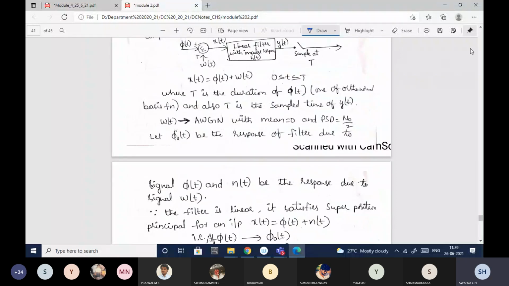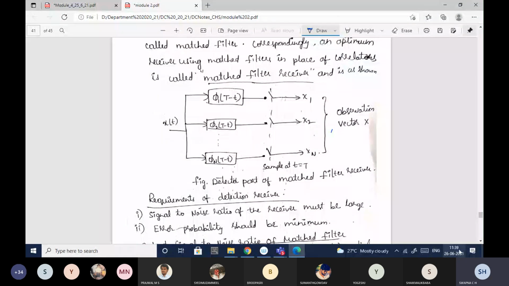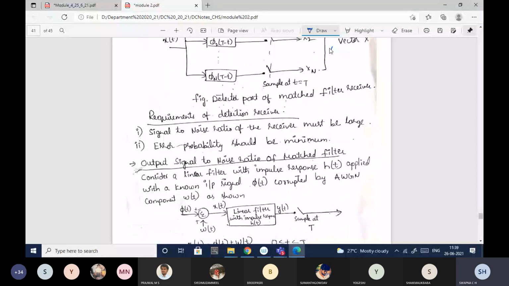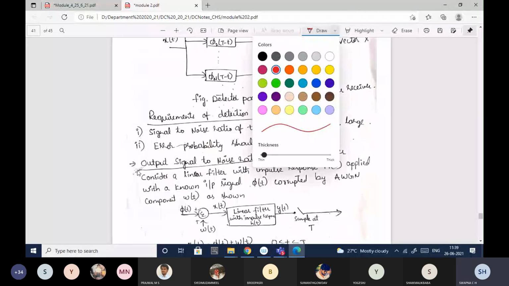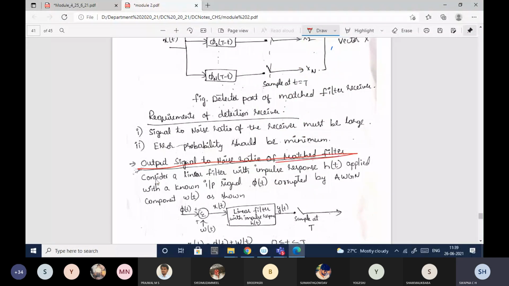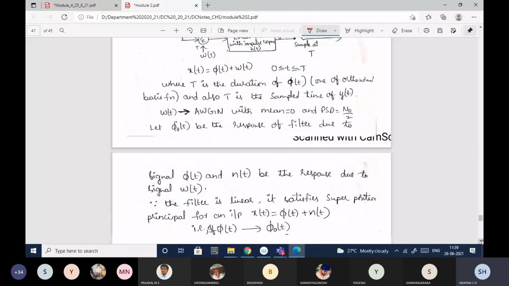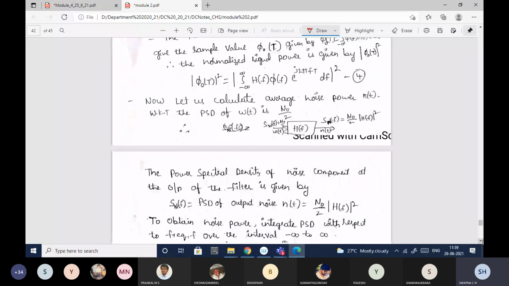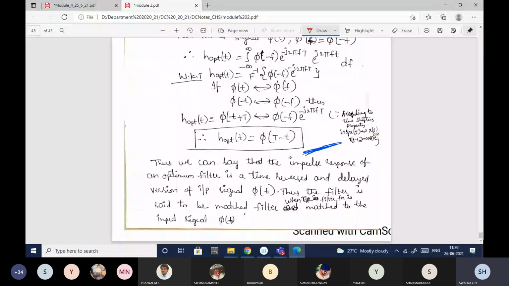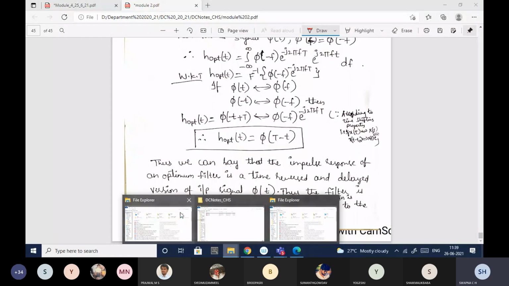Then again the output signal to noise ratio. Even this is important. So this derivation is complete. Until here, until this derivation is complete, all this is your second module. And coming to the third module, the complete third module is included.